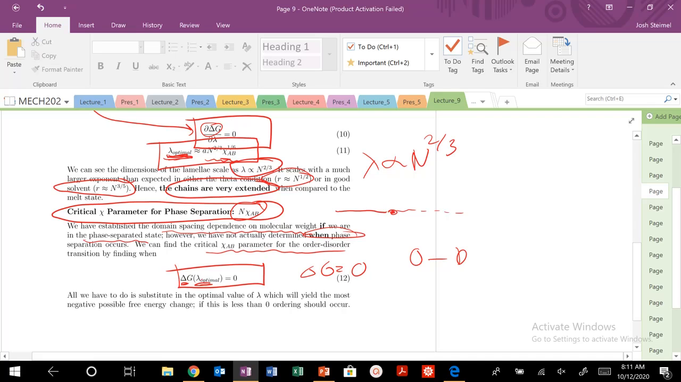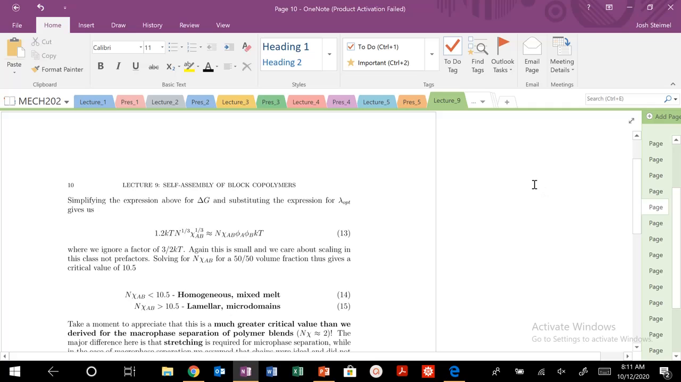So plug in, again substituting for the optimal lambda, which will yield the most negative possible value for free energy. If this is less than 0, ordering should occur. So again, similar idea, we're just plugging in. Once you have that lambda optimal, that delta G should be equal to 0. That's going to be my most negative value when we're at equilibrium. So let's see when ordering will occur.